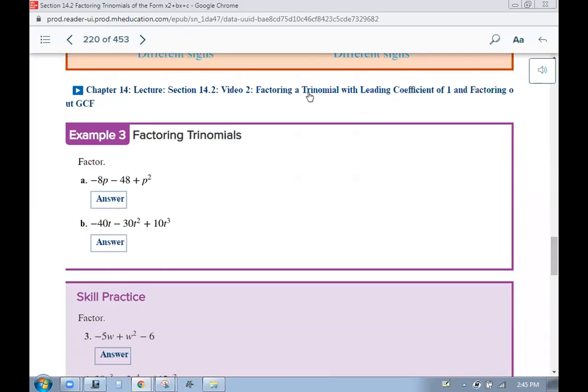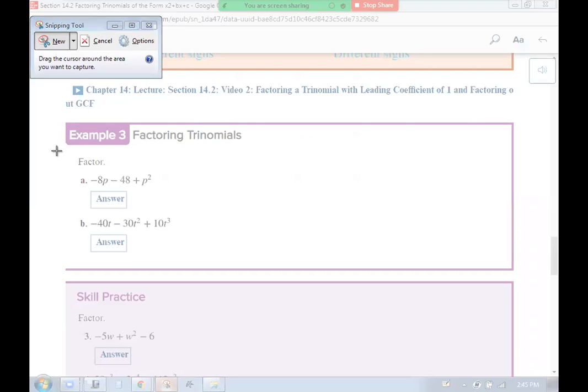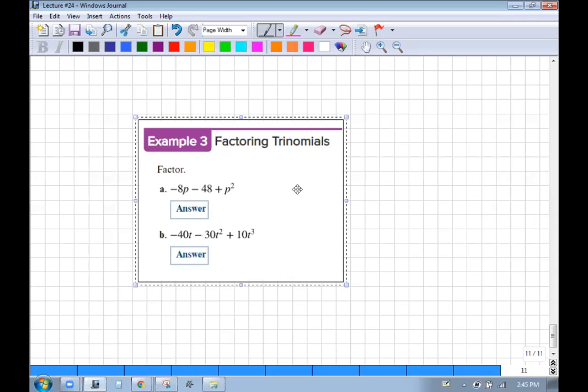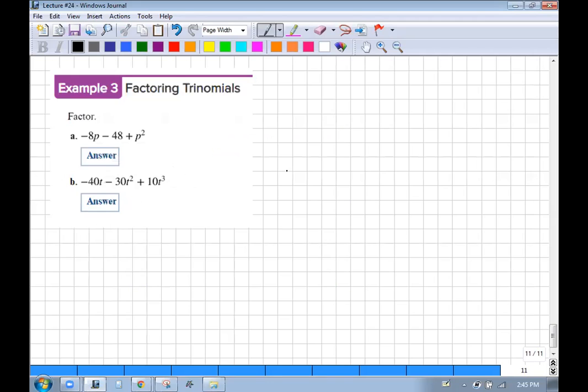All right, let's do an example, and then we'll listen to what this lady says. So this one is a little more complicated. The only thing that makes this more complicated is they rearranged it. You want to put your highest power first, then your second highest power, and then your lowest power. So put it in order.